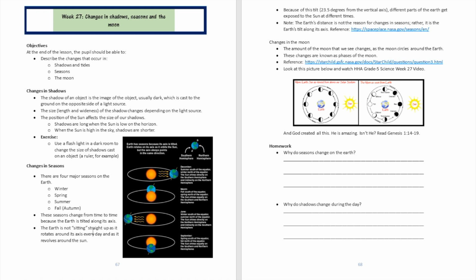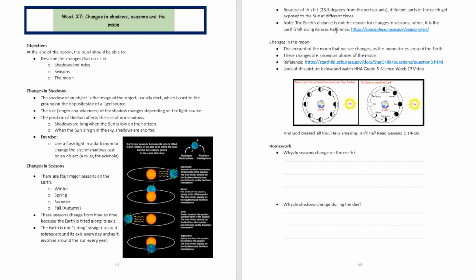The Earth is not sitting straight as it rotates around its axis every day, and as it revolves around the sun every year. Right? So it revolves around the sun every year, but it rotates around its own axis every day. Now, this tilt is typically known as 23.5 degrees from the vertical axis, and different parts of the Earth get exposed to the sun at different times.